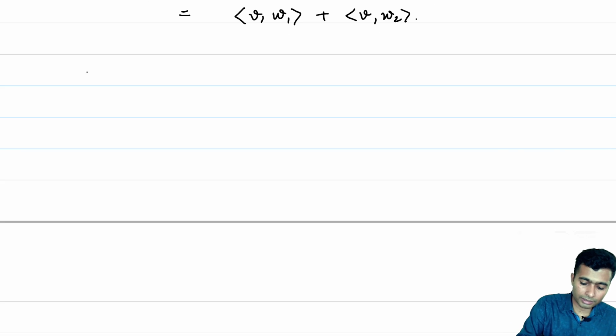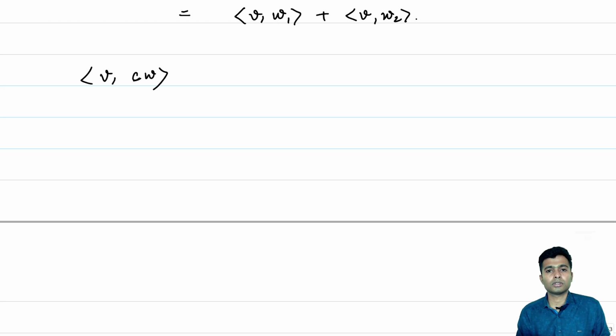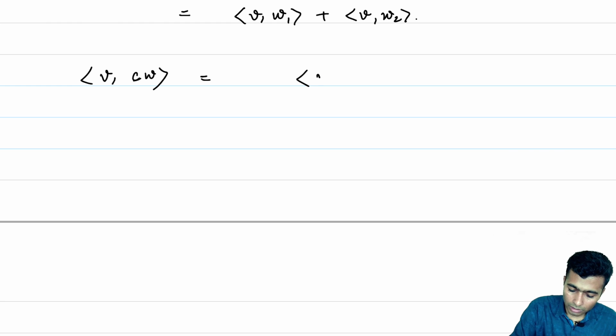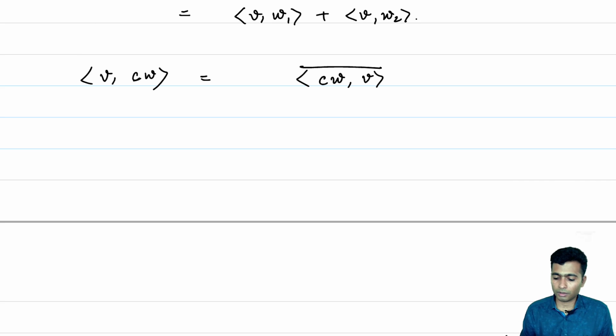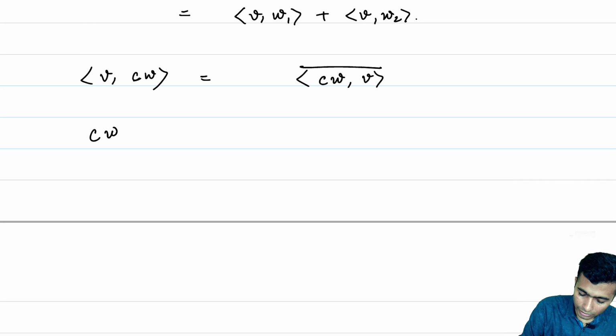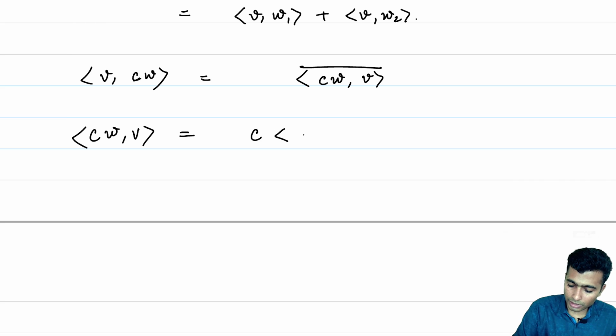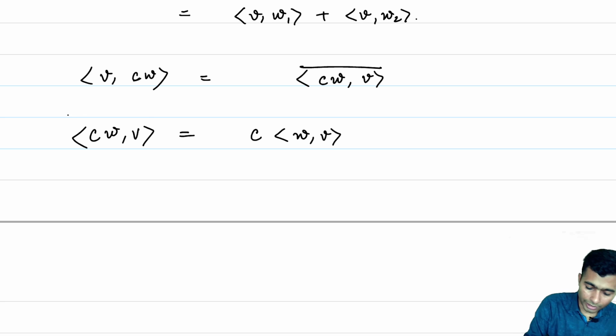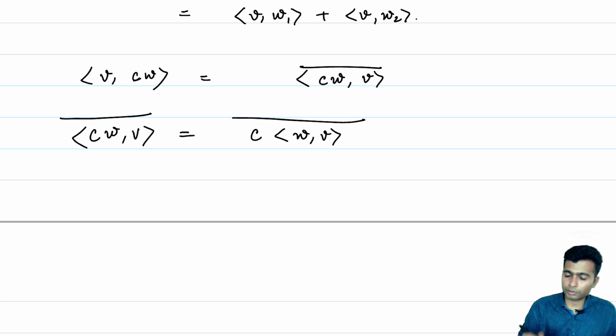How about the second one? It is very similar. The techniques are very similar. Let us look at V comma CW. This is just the conjugate of the inner product of CW and V. But what is the inner product of CW and V? This is nothing but C times the inner product of W comma V. And let us now take the conjugate.